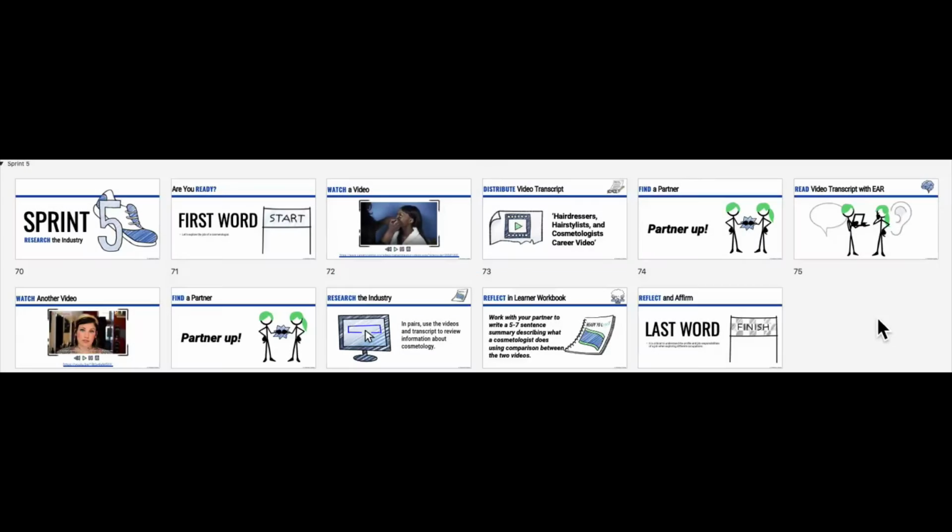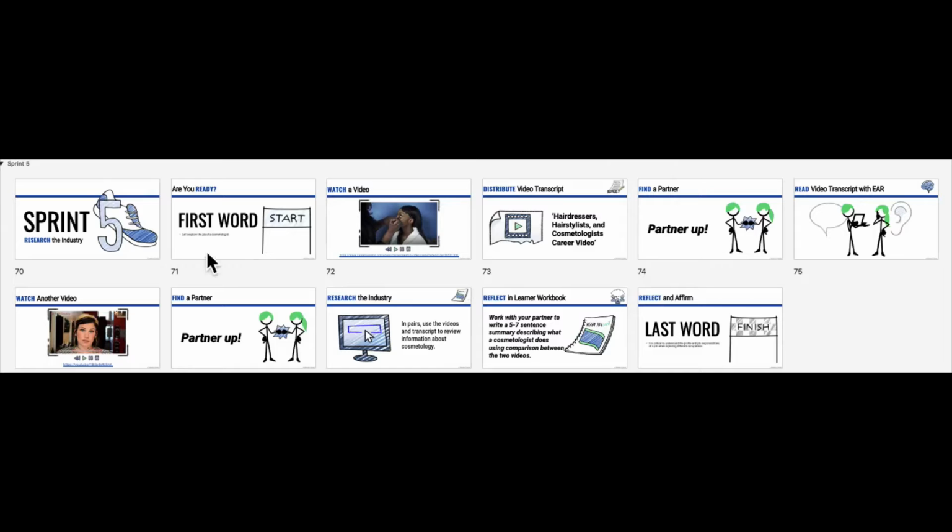In Sprint 5, learners research the industry. Now, different units will research that industry in different ways. They may watch a video, they may read a transcript, they may read an article, but the point and the function of the sprint is that the learners develop some research skills in looking at and summarizing trends in that particular industry related to job descriptions and employment data.